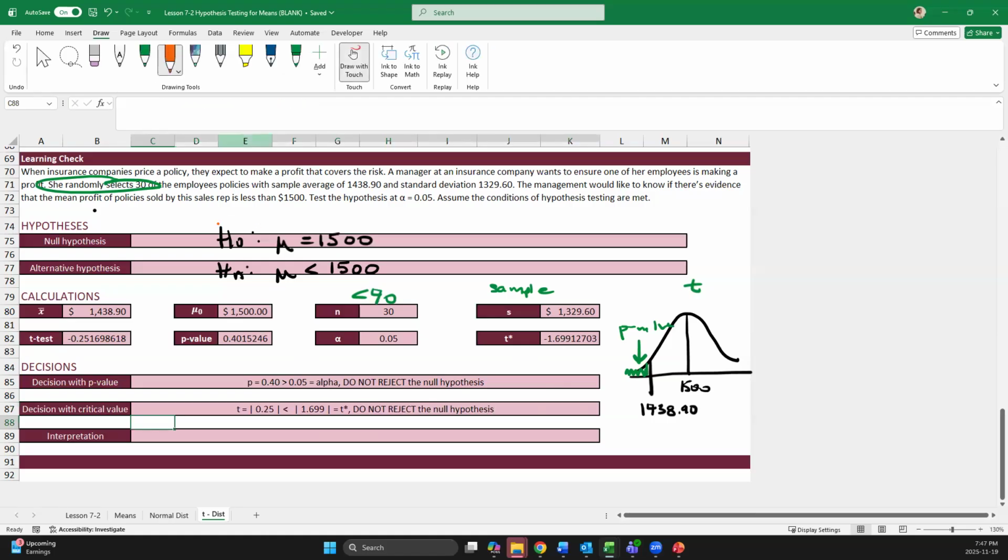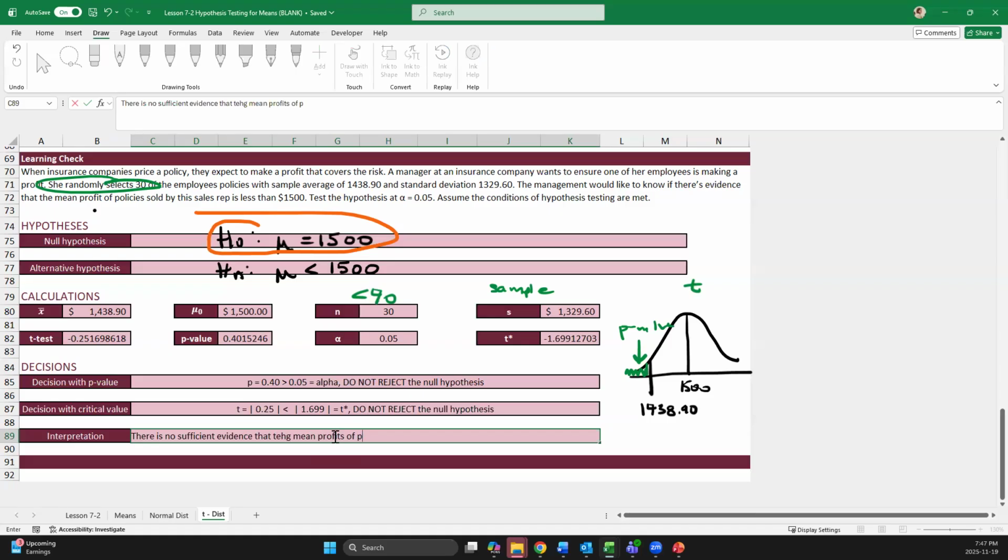So again, because we didn't reject for this one, we're stuck with the null hypothesis, which means we believe that the average for the policy is still about 1,500, or in other words, there's no sufficient evidence or proof that the mean profits of policies sold by this rep is less than 1,500. So another way of saying that is we did not go to the alternative hypothesis. We're keeping the null. We have not proven that the profit is less than 1,500 with the data in the sample.